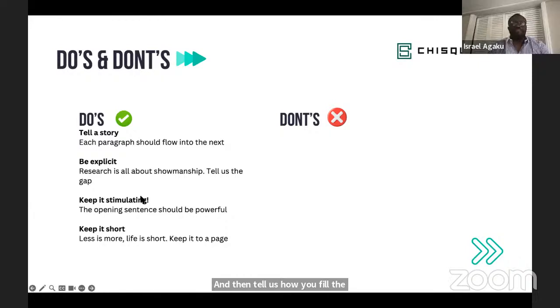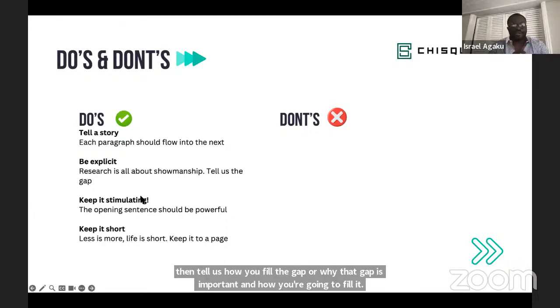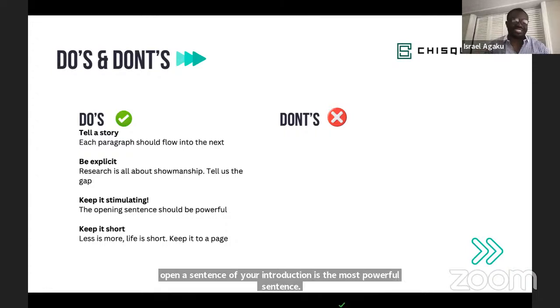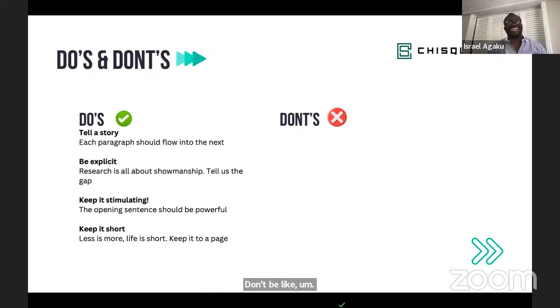Keep it stimulating, please. The opening sentence of your introduction is the most powerful sentence. Don't be like at CDC where we always start every report with smoking is the leading cause of preventable death. It's like, okay, I have heard this sentence a million times. I am a believer. I know smoking is the leading cause of death. Is there another way you can start this paragraph other than telling us smoking is the leading cause of death? Keep it stimulating, right? Because you want to grab my attention as the editor.